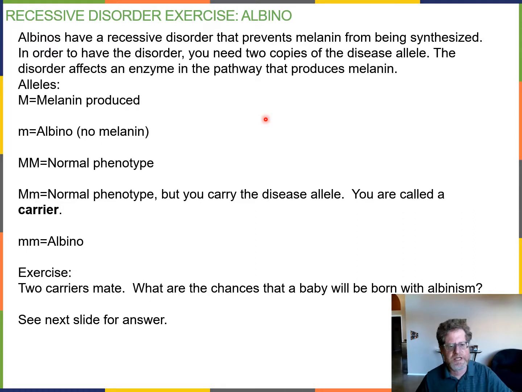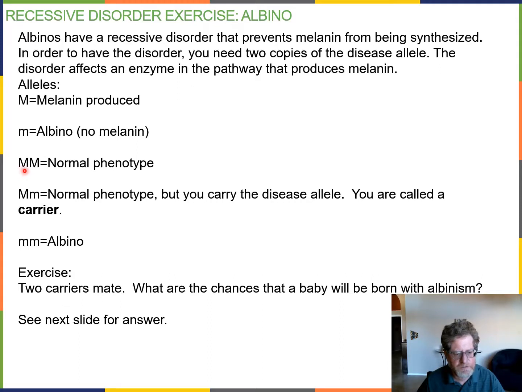All right, now let's do a recessive disorder. Let's do albinism. So albinism prevents any melanin from being built. So even people who have fair skin, who are redheads and Caucasian, produce melanin. But the lack of melanin completely is caused by an enzyme disorder, and you need 2 copies of a faulty enzyme to produce no melanin at all. So capital M will be melanin produced. Little m will be no melanin or being an albino. So most of us don't carry this allele. It's quite rare.